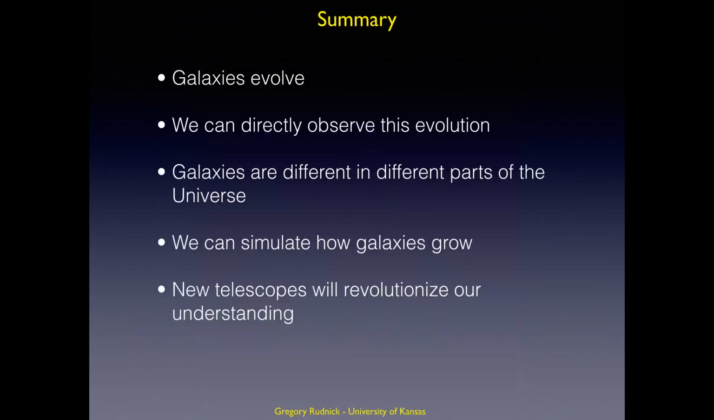So that was the last slide of my talk. So what's the summary? Well, galaxies evolve. They look different in the past than they do today. We can observe this evolution using big telescopes. We've seen that galaxies are different in different parts of the universe. Galaxies in the outskirts of clusters look different from galaxies in the insides of clusters. We can simulate how galaxies grow using the knowledge we've gained from our observations, and new telescopes will revolutionize our understanding of all these things.